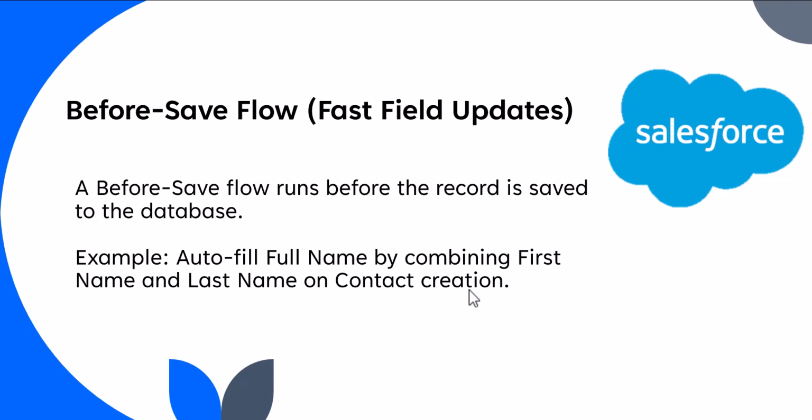So let's suppose we have a field called full name. It is a custom field. So when we create an account record and you enter the first name and the last name, the before save will take the first and last name and it will autofill the full name. So in this we don't need a create record element, we only need an assignment element that will assign a full name combining the first name and the last name.